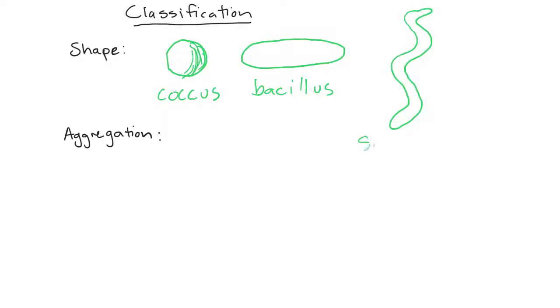Spirilla is what I was trying to draw. Okay, and then there's one other one. The comma-shaped. Vibrio? There you go. All right, and then we have aggregations of those. So, and we'll just talk about two of the main ones.